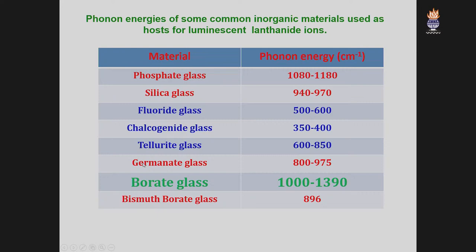We also need to know the phonon energies of some common inorganic materials. If the phonon energy is high, we can't use it for luminescent properties, so we have to reduce the phonon energies. For example, a borate glass has high phonon energy. To reduce that phonon energy, we have to introduce some alkali oxides, like lithium, sodium, potassium.